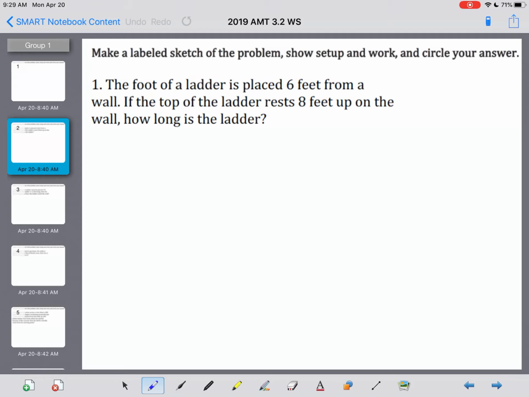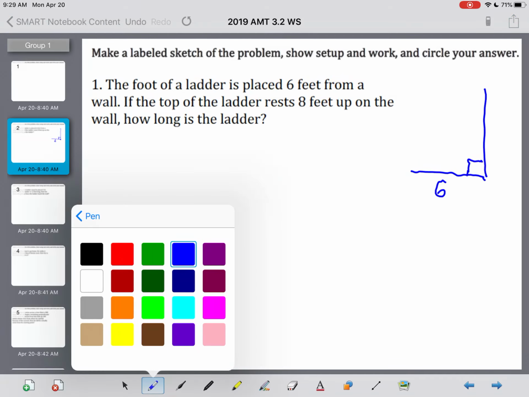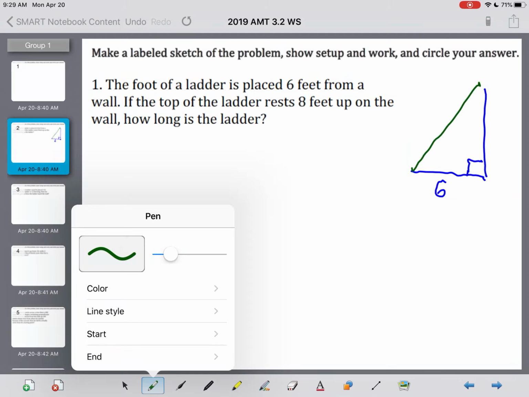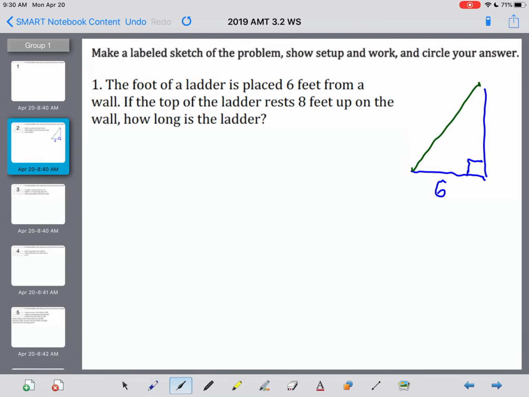Number one, the foot of a ladder is placed 6 feet from a wall. So here's my wall. Right angle with the ground here. Here's my 6 feet. And here is my ladder. If the top of the ladder rests 8 feet up on the wall, so that means this is 8 feet. How long is the ladder?